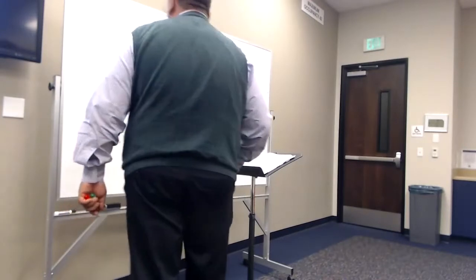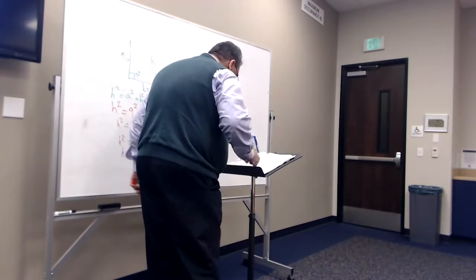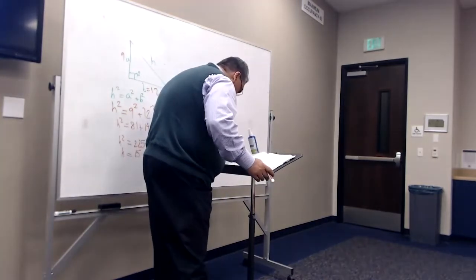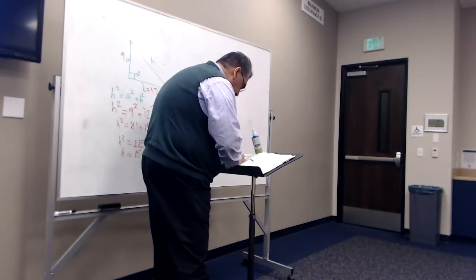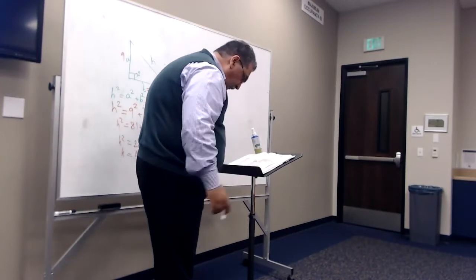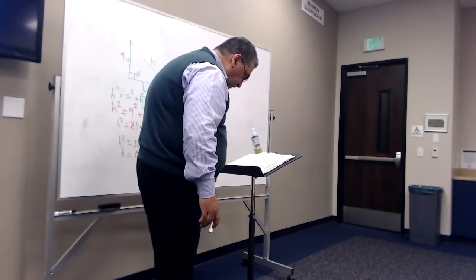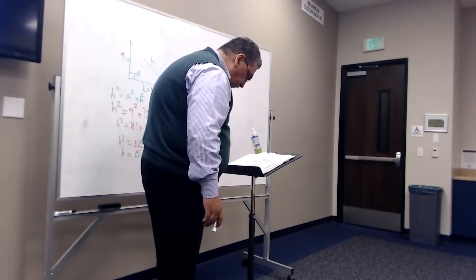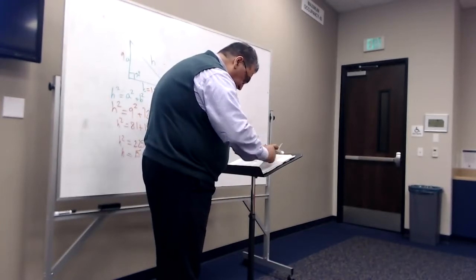Example 6. That gives us a word problem. It says a wheelchair ramp with a length of 122 inches has a horizontal distance of 120 inches. What is the ramp's vertical distance?